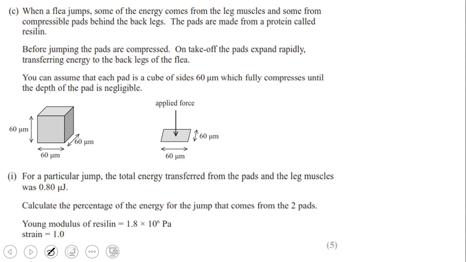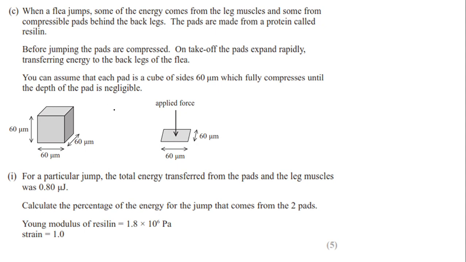When a flea jumps, some of the energy comes from the leg muscles and some from compressible pads behind the back legs. The pads are made from a protein called resilin. Before jumping, the pads are compressed. On takeoff, the pads expand rapidly, transferring energy to the back legs of the flea.